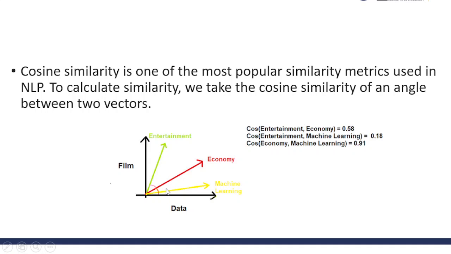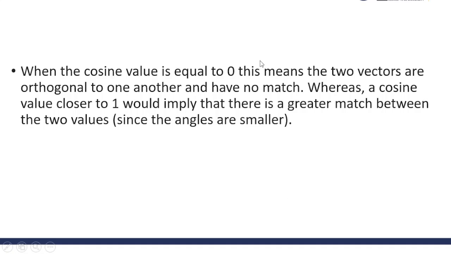So here, the closer the words, the vectors, the value will be more, and the farther they are, like entertainment and machine learning, it is 0.18, indicating that these two are totally different topics. So when the cosine value is 0, that means the vectors are not matching, but when the cosine value is closer to 1, it indicates that there is a match between the two values.